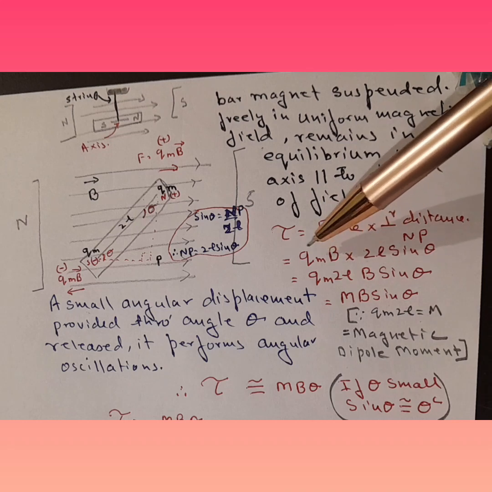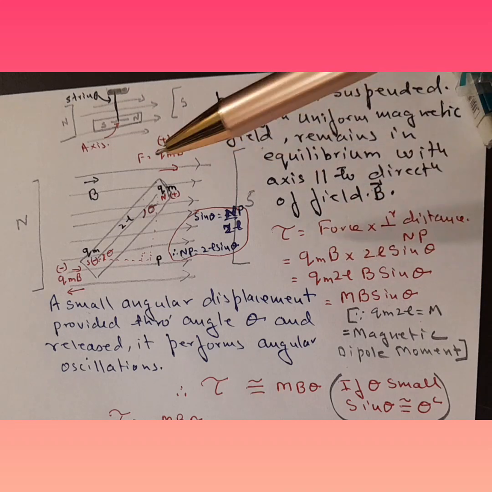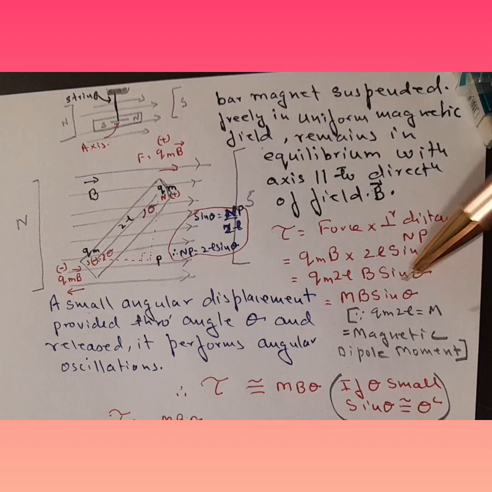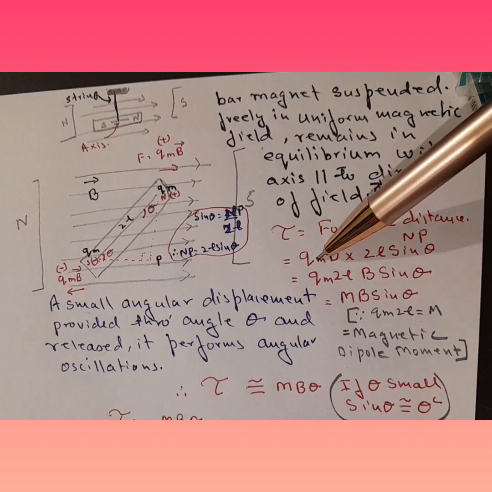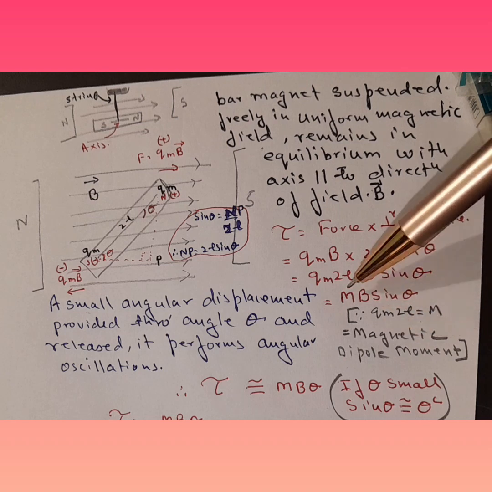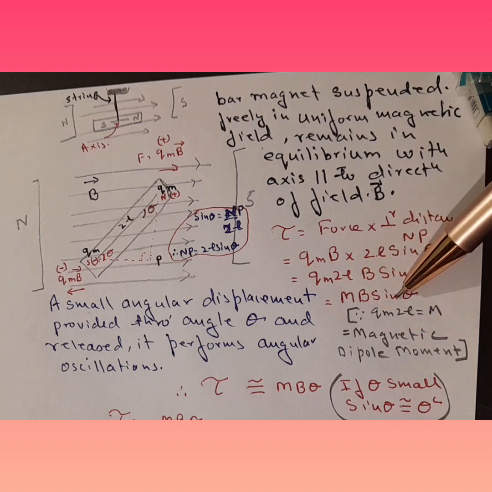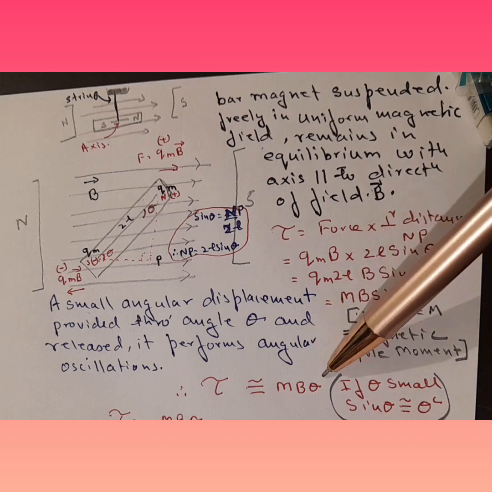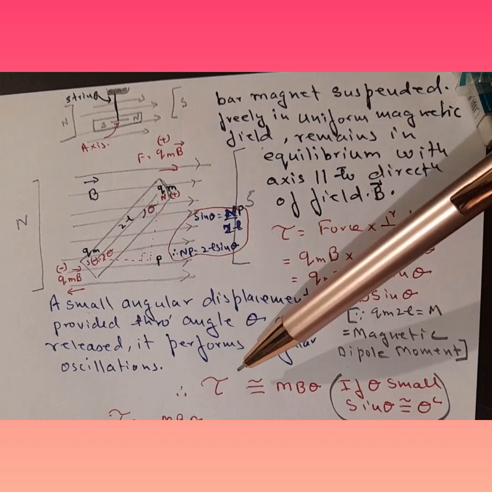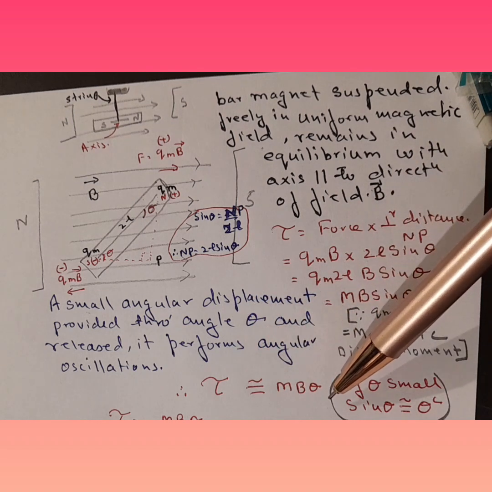First, from the triangle, we got 2l sine theta. Then with 2l we shifted towards pole strength, and pole strength into 2l is the magnetic dipole moment, so it took the form of capital M. Now theta is very small, below 10 degrees, so sine theta gets converted to theta. So the final formula is tau is equal to mB theta.